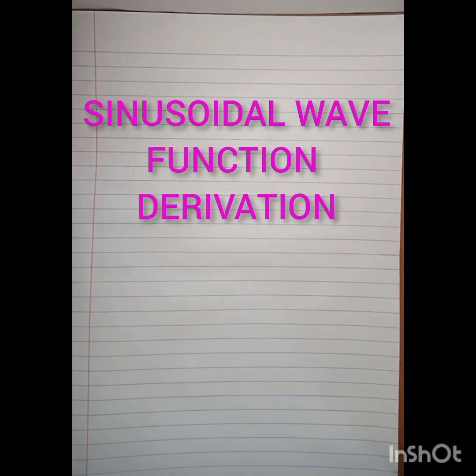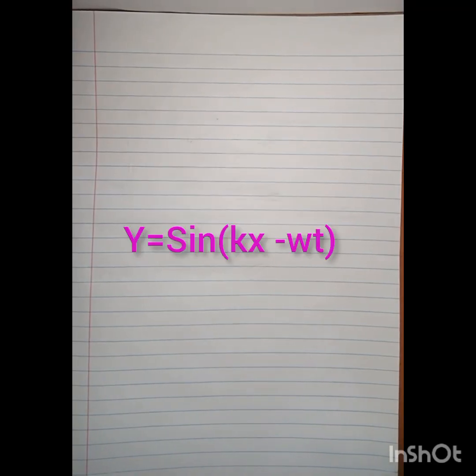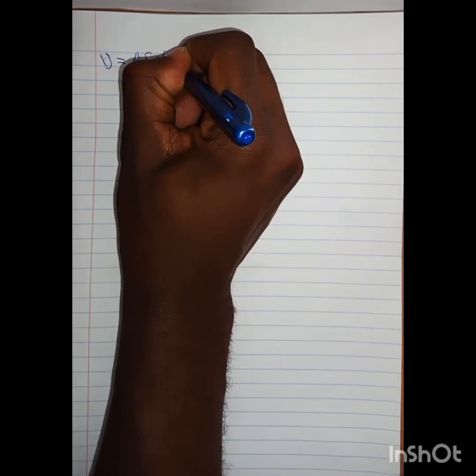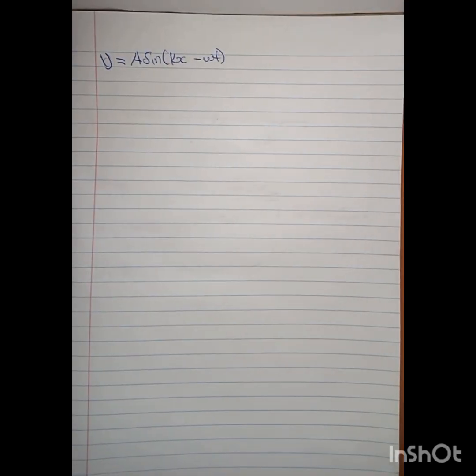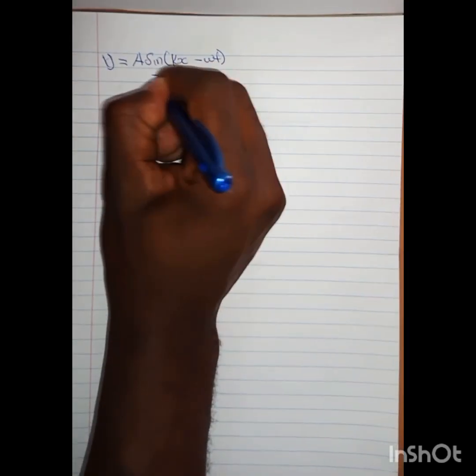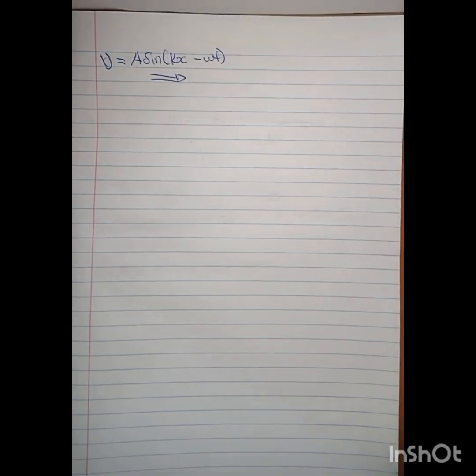In this video, we're going to learn how to derive the equation of the sinusoidal wave function. The wave equation is given by the following equation: y equals A sine of kx minus angular velocity multiplied by t. So we want to derive this equation.